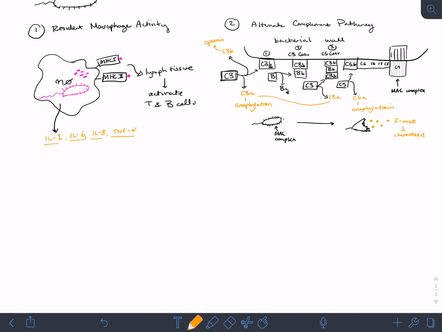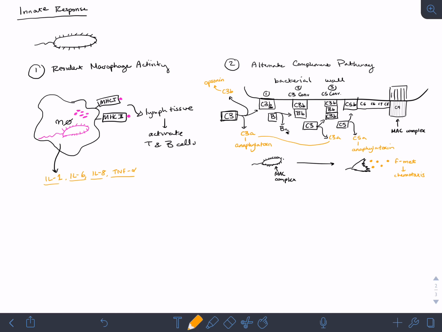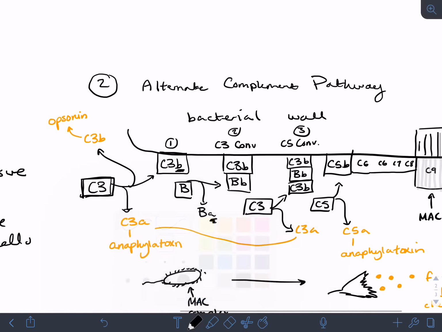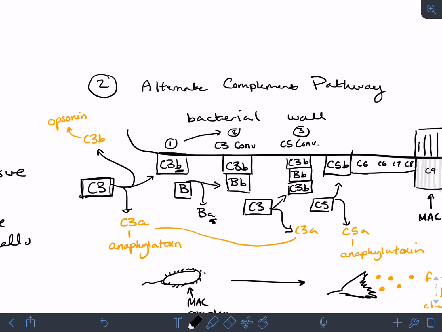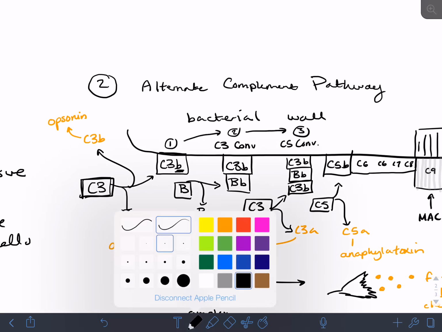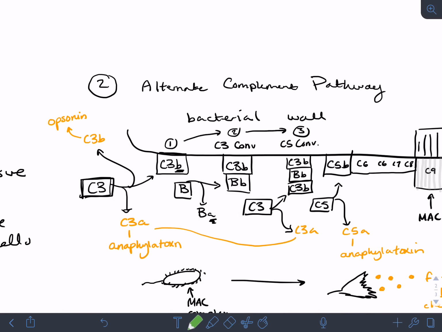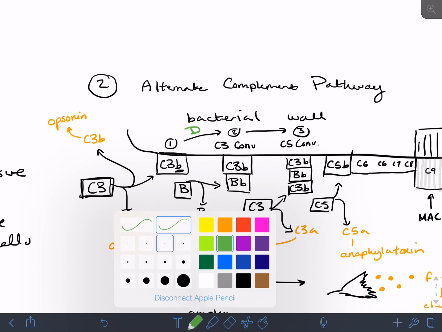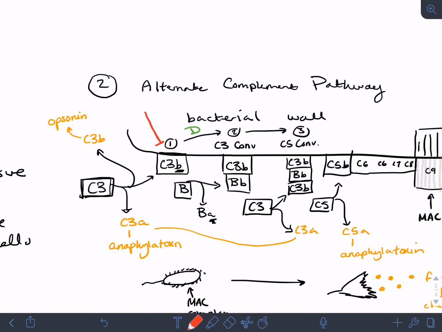Okay, now before we move on to step 3 and step 4, which are also going to happen simultaneously, there are some important regulation steps that we have to know. Going back to your alternate pathway, you have a few steps. From step 1 to step 2, from C3b to C3 convertase, this step is going to be promoted by factor D. Okay, so green means it's going to be promoted. And C3b is going to be inhibited by factor I.